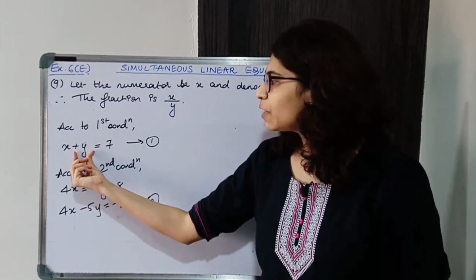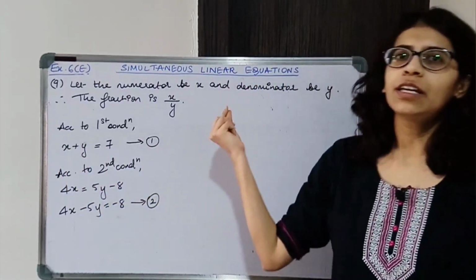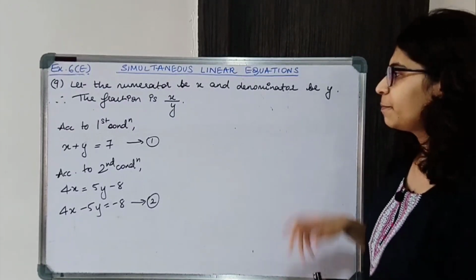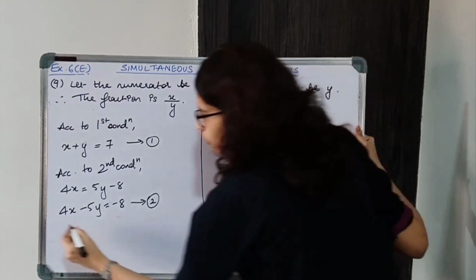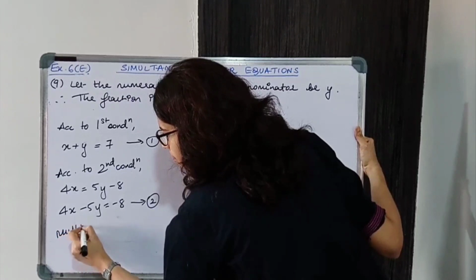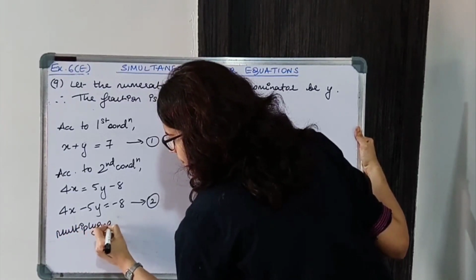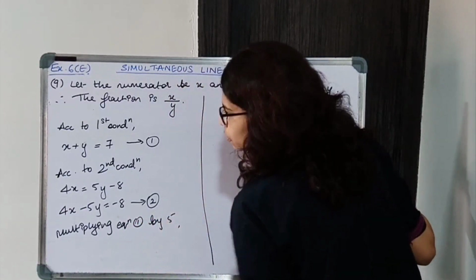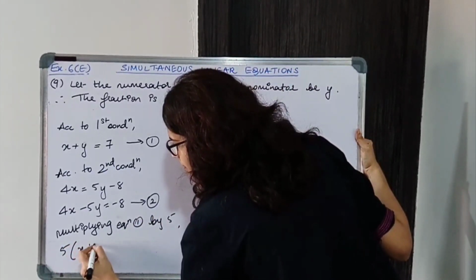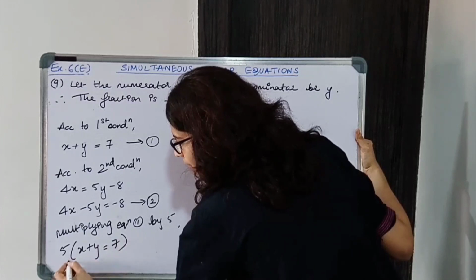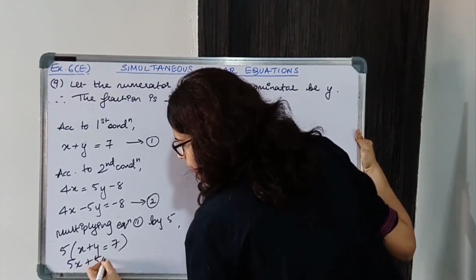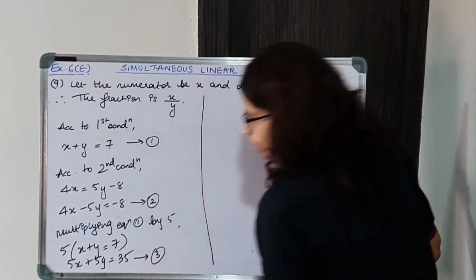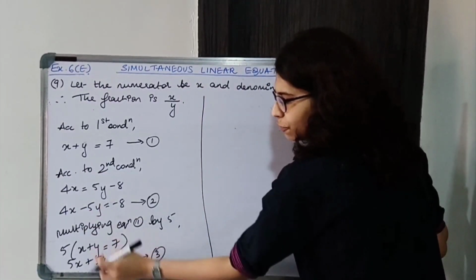So how will I make 5? I need to multiply the entire equation by 5. So we'll multiply equation 1 by 5. So that will give 5 into x plus y equal to 7. That gives 5x plus 5y equal to 35. Now we have same coefficient.